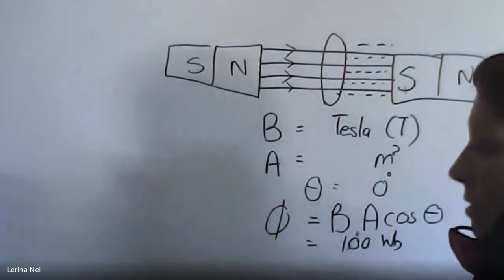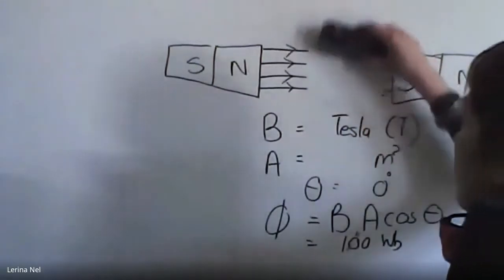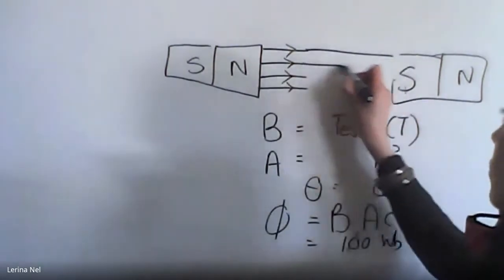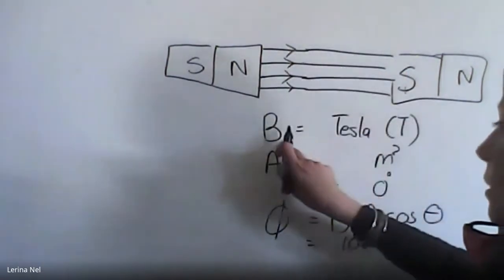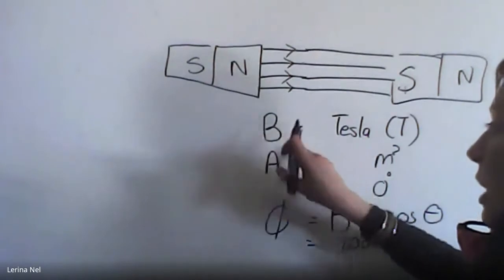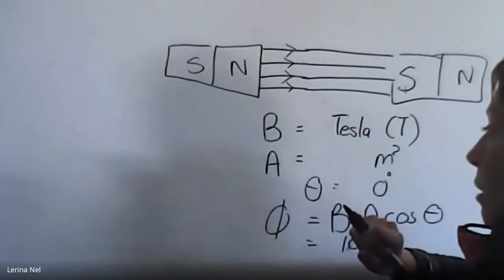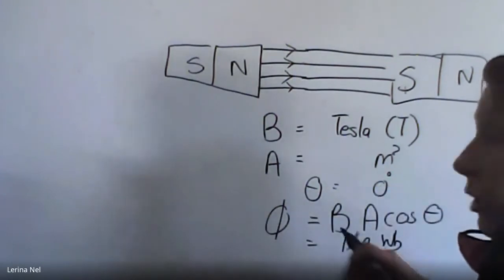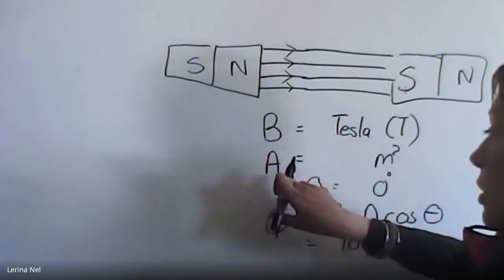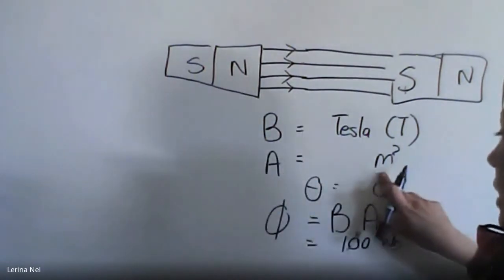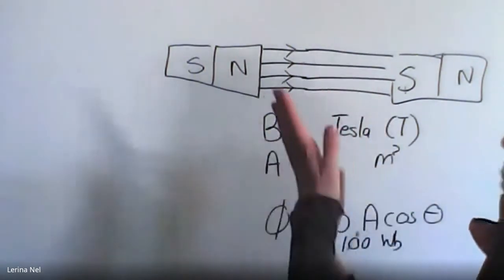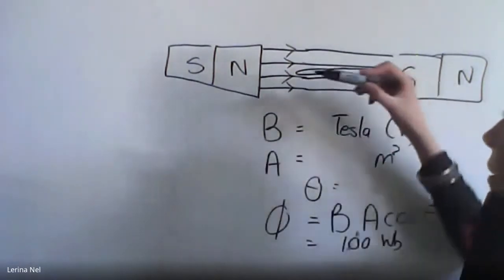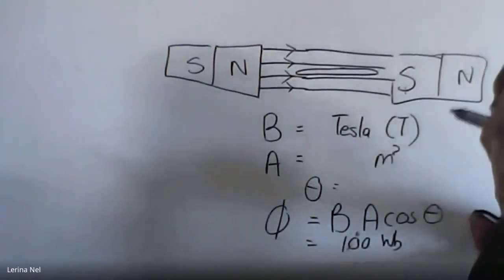Okay, second scenario. Magnetic field lines are still flowing from north to south. The magnetic field strength is still the same. Sometimes they might change the magnetic field strength, sometimes the area, sometimes the angle. I'm not going to focus on changing the field or the area. I'm going to focus on changing the angle. So now I'm telling you that the coil has rotated. The coil is now lying flat, or parallel to the magnetic field lines.